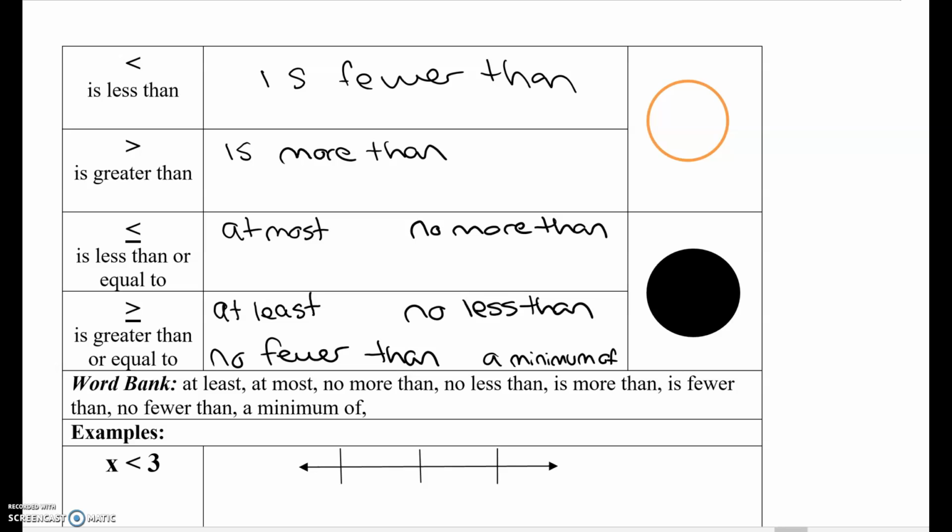Let's look at these ones. At least. If I need you to study for at least 30 minutes tonight, I'm not going to be happy if you come home and tell me you studied for 5, okay? No less than. No fewer than. A minimum of. All of these mean they need to be bigger. Okay, so make sure you take a second and correct any mistakes you made when you did that warm-up, and then go ahead and continue.